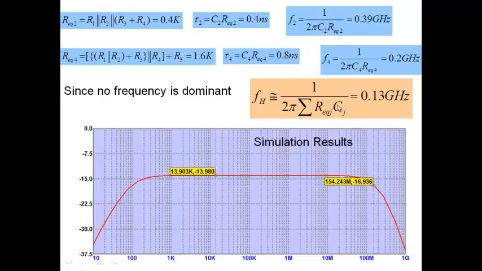Yes? Which one? This one was less? Oh, less than the lower cutoff frequency. Those don't happen. That's what I'm trying to tell you.